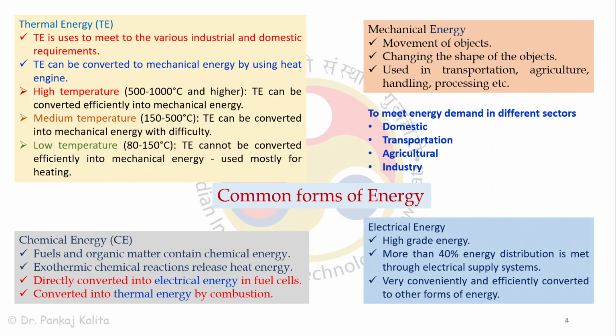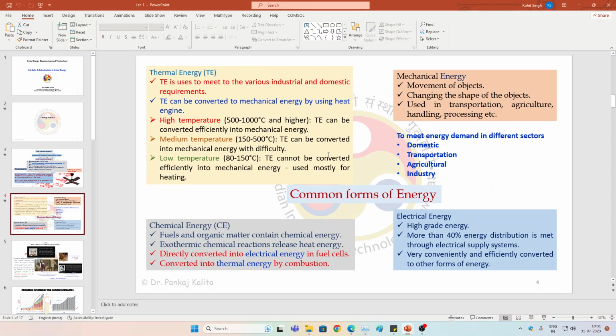Then we have electrical energy, which is basically a high grade energy, and more than 40% of energy distribution is met through electrical supply systems. These are very convenient because electrical energy can be converted to work or thermal energy very easily. 100% conversion is also possible.